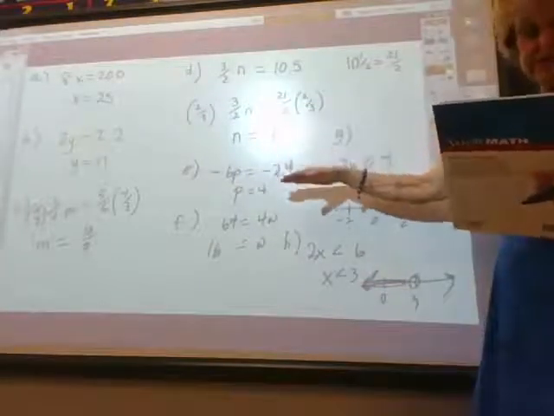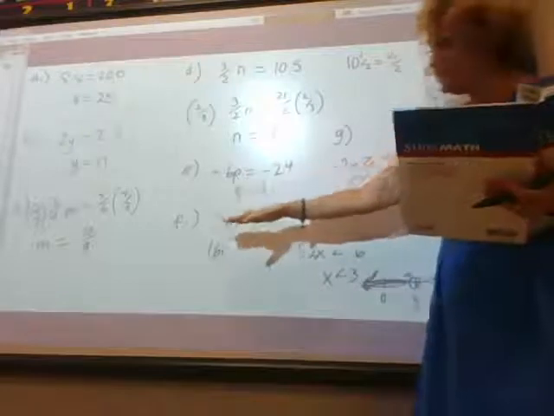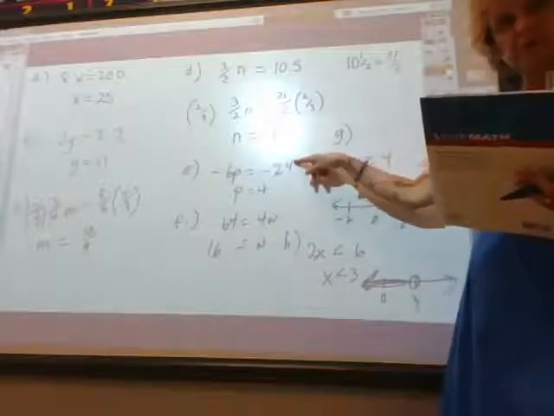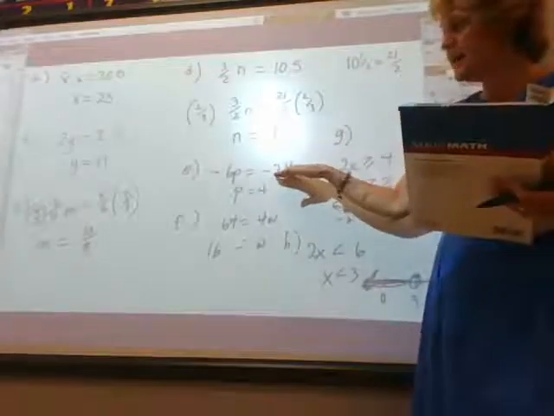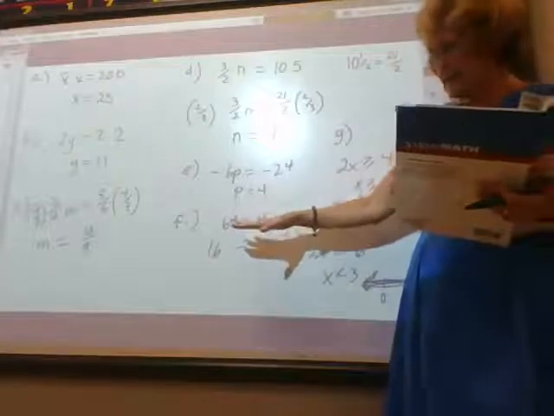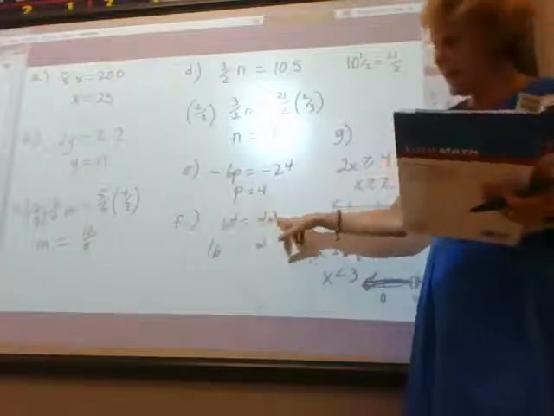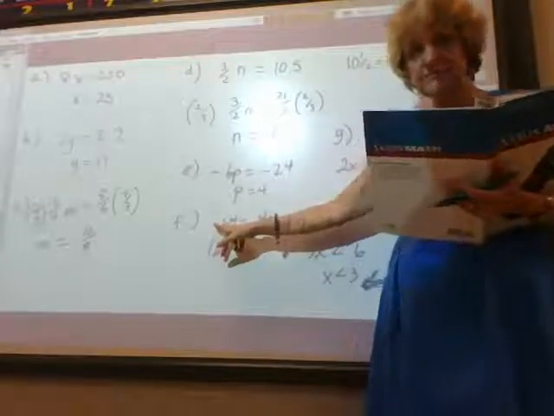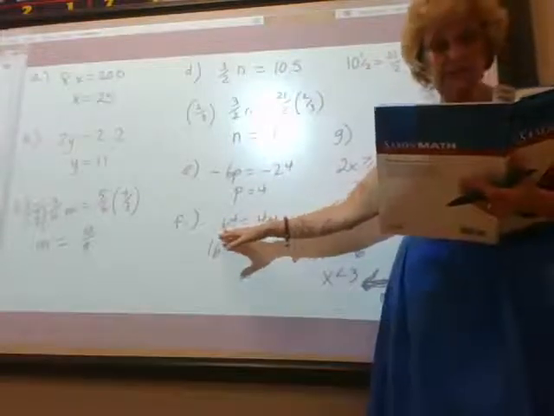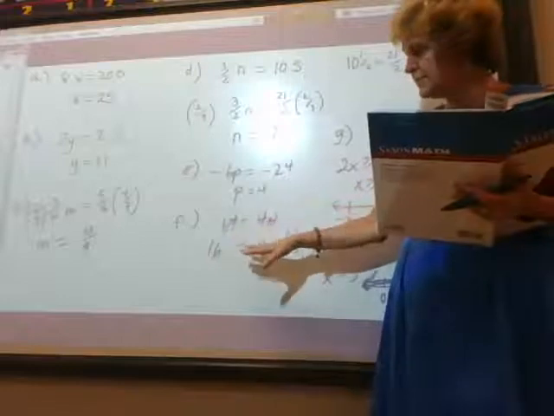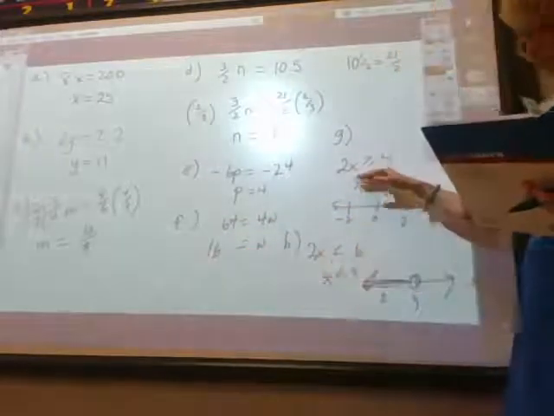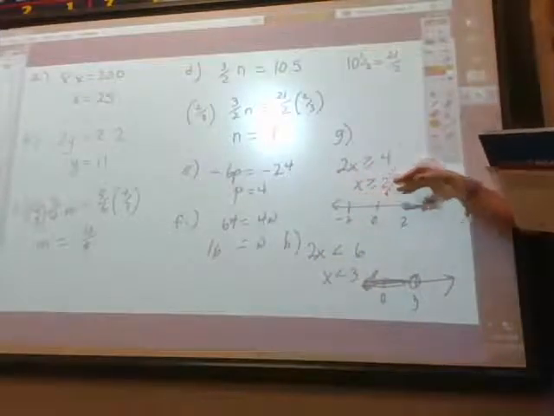All right, for E, I subtracted 36, so 12 minus 36 was negative 24. Divide both sides by negative 6 and get P is 4. Okay, for F, I added 26 to the left side, okay, and got 4W is 64. And then I divided both sides by 4, got 16. Okay, for G, I subtracted 5.